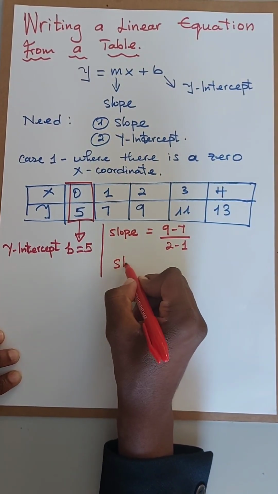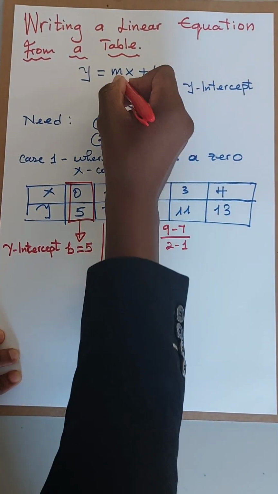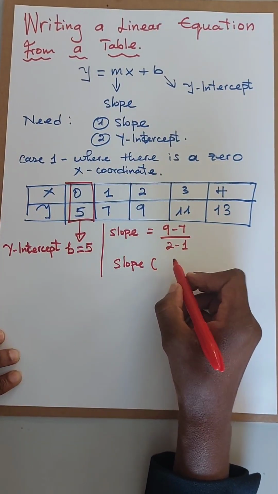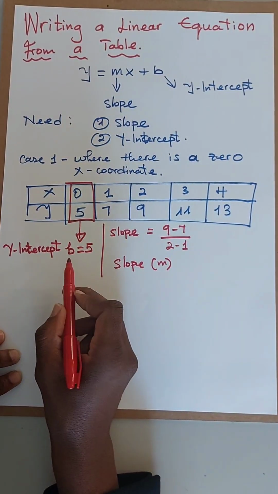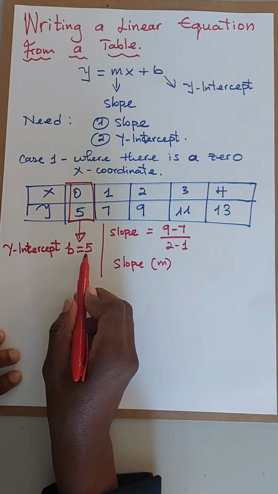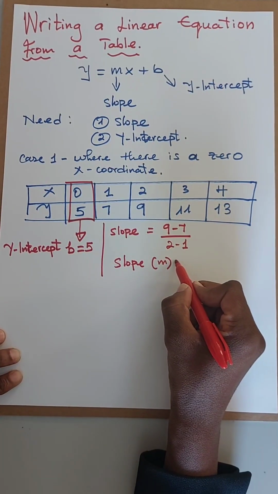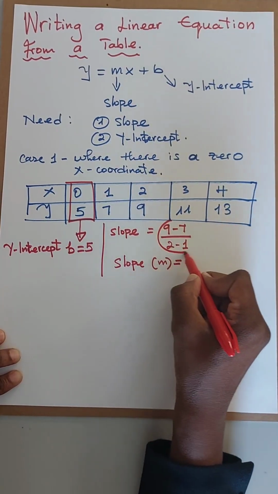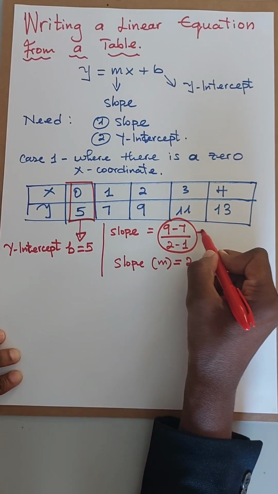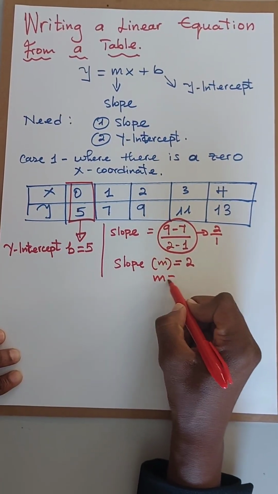So the slope of that line, which is also denoted as m in the equation y equals mx plus b. So if we write m equals, just like we wrote b equals 5 for the y-intercept, here m will represent the slope, and the slope is 2. If we simplify this, then we get 2 over 1, which is the same as 2. So the slope is 2.